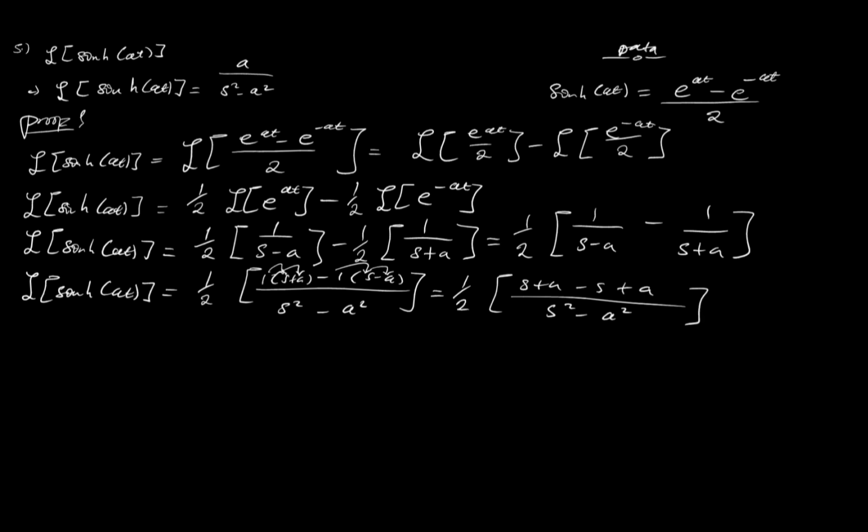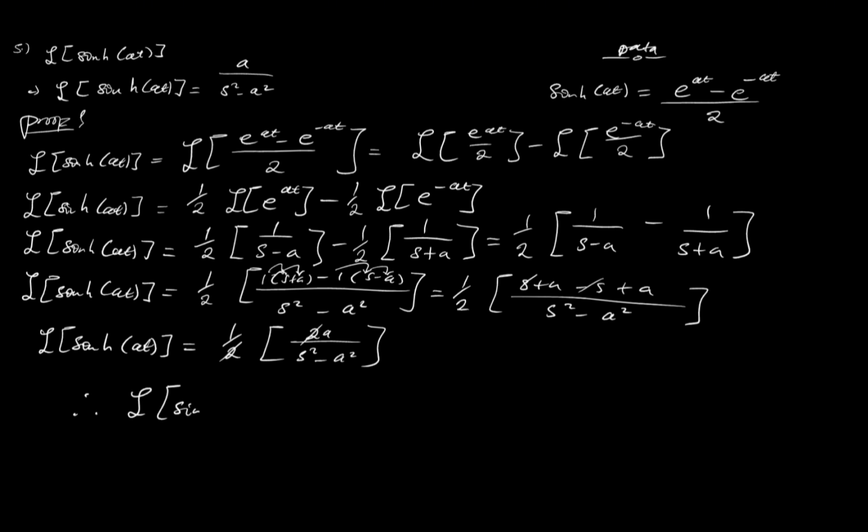Therefore, the Laplace of sinh at is equivalent to 1 over 2. In this case, s cancels out with the negative s, and you have a plus a, giving you 2a over s squared minus a squared. The 2 here cancels out with that 2, which tells us that the Laplace of sinh at is then equal to a over s squared minus a squared. And this is our proof.